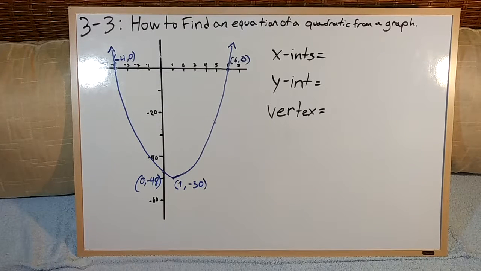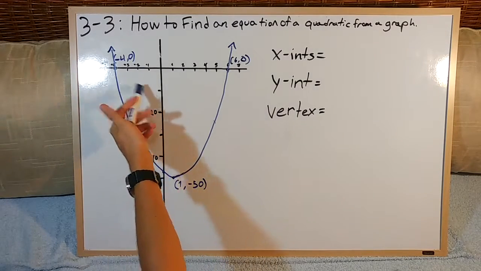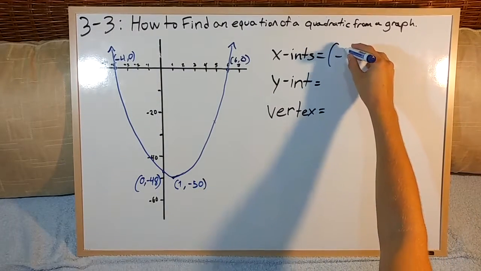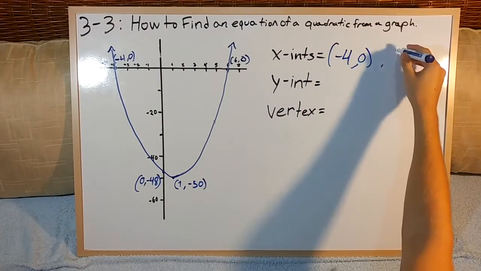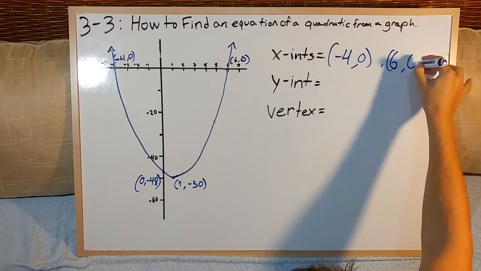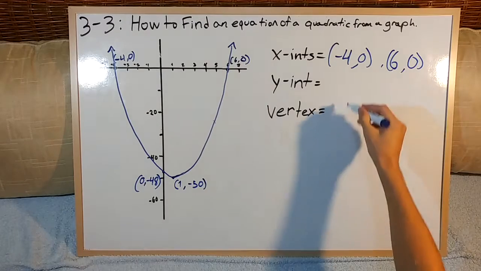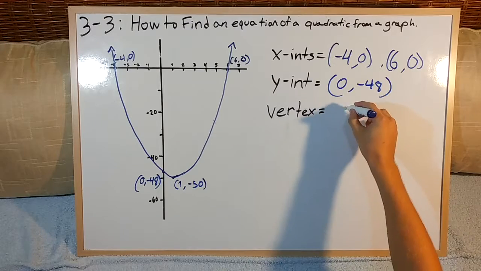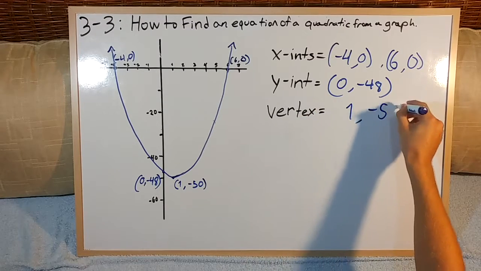Okay, so today we will learn how to find an equation of a quadratic function, or a quadratic graph, from a graph. Here we have a graph, and we have 4 points plotted: two x-intercepts, the y-intercept, and the vertex. For the x-intercepts, we have (-4, 0) and (6, 0). The y-intercept is (0, -48), and the vertex is (1, -50).